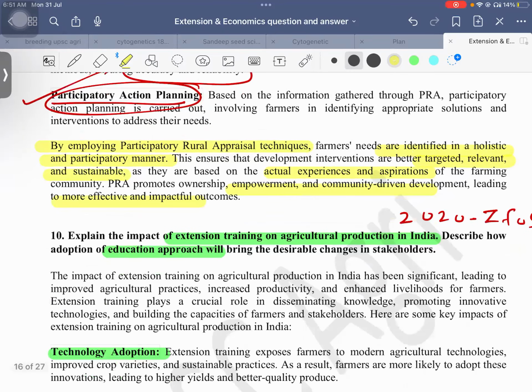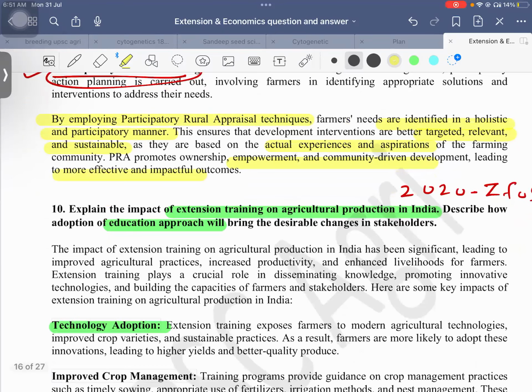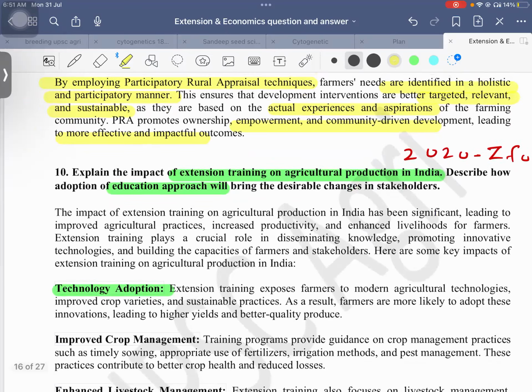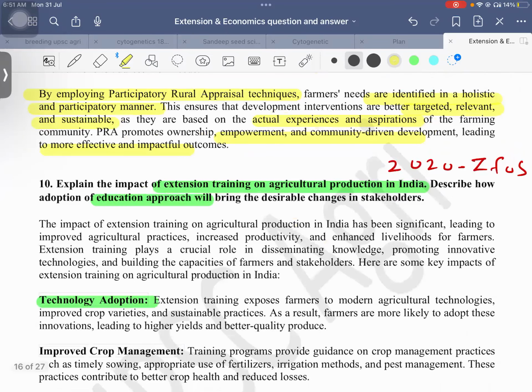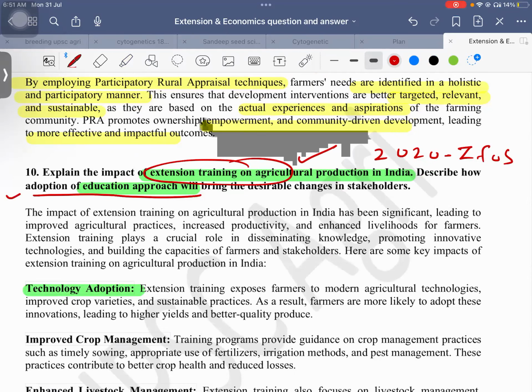Okay, next we will see the extension training on agriculture production in India: describe how adoption of an educational approach will bring desirable change in stakeholders. Okay, this was asked in the 2020 IFoS session. So what is the impact of extension training on agriculture production?